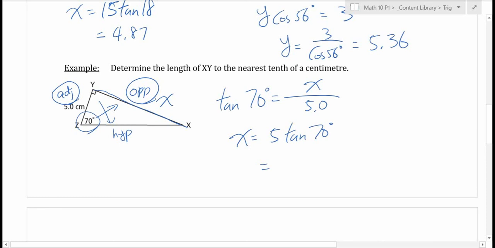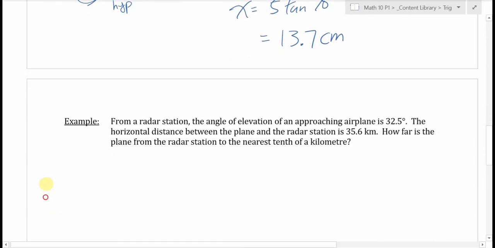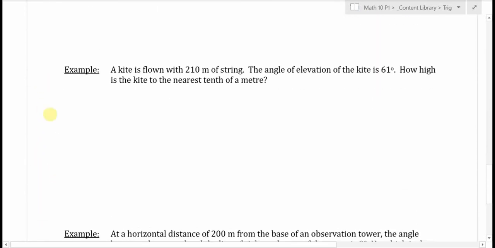Now, I didn't say this earlier, but we do not need to use the shift or second button because we're not solving for angle, right? So we simply go 5 and then click on tangent 70 degrees. To the nearest tenth, that's 13.7 centimeters. Okay, don't forget about the unit. It matters. Hopefully now you understand how it works. Now we are going to look at more problems, of course.